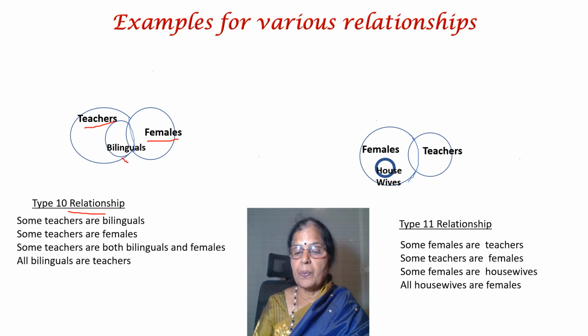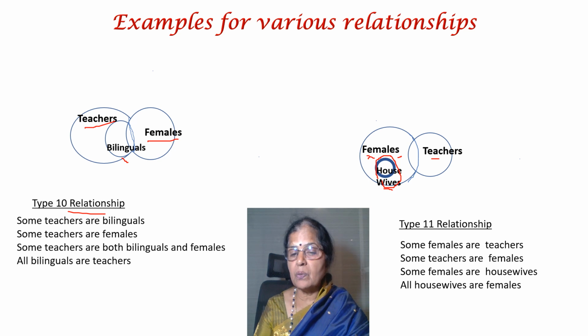And in the 11th, the last type of relationship, there are again three variables: females, housewives, and teachers. And females and teachers are overlapping, meaning that some of the females are teachers and some of the teachers are females. But when it comes to housewives, all the housewives are females because we have said housewives. That means ladies. So they are females. So the entire circle, housewife, is contained in a bigger circle called females. Okay. And there is no overlapping between housewives and teachers.